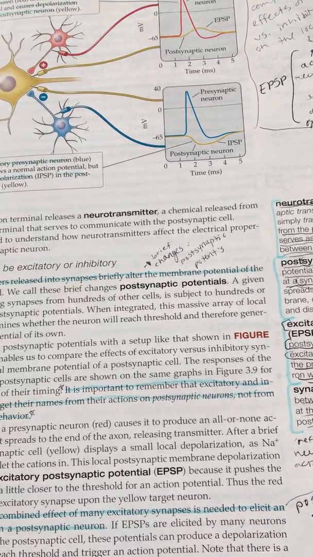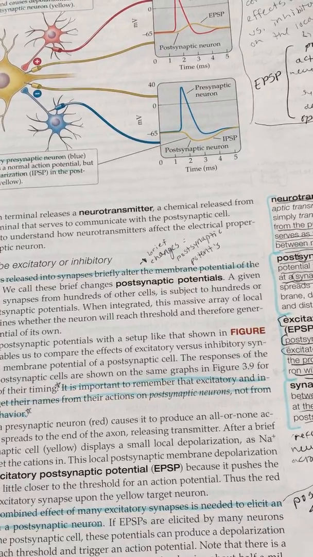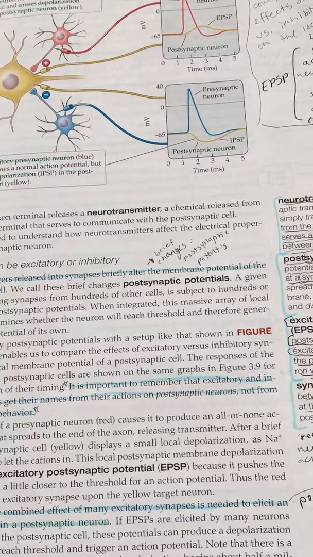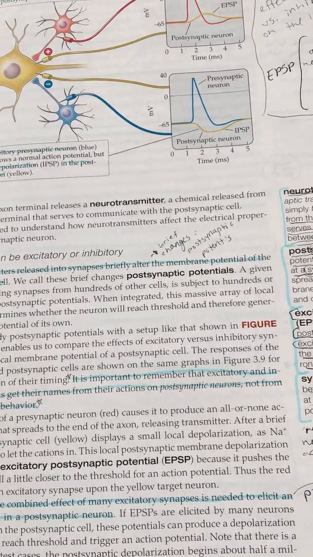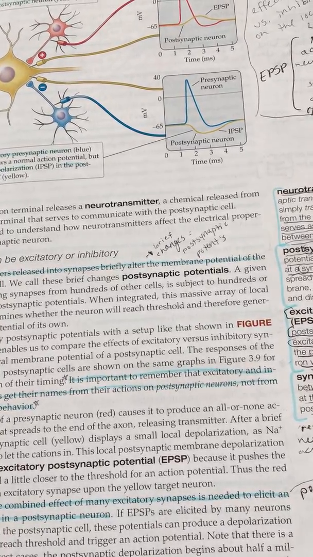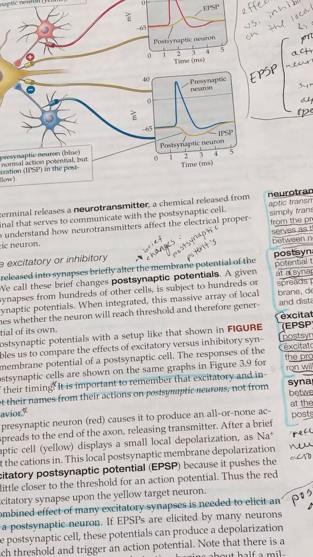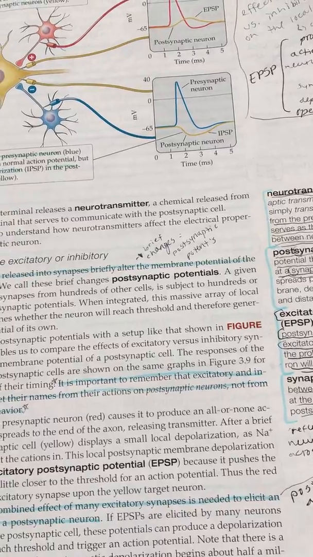Synaptic delay is the brief delay between when an action potential arrives at the axon terminal and when the postsynaptic potential is created. This reflects the time needed for the neurotransmitter to be released and diffuse across the synapse. The postsynaptic depolarization begins about half a millisecond after the action potential arrives at the presynaptic terminal. The combined effect of multiple excitatory synapses is typically needed to elicit an action potential in the postsynaptic neuron.